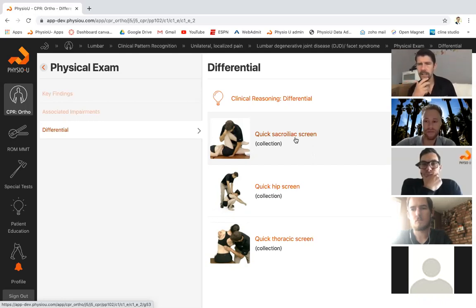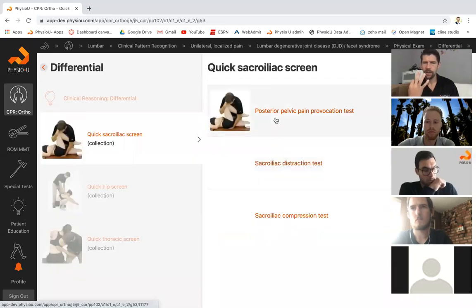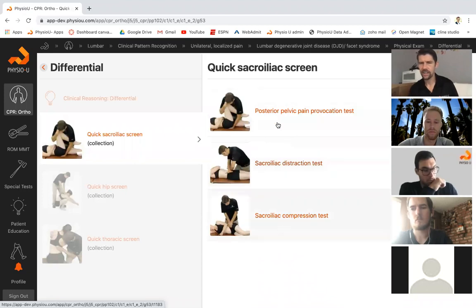Yeah, good. So the initial 5 were the posterior pelvic thigh thrust, compression, distractions, sacral spring, which is a prone, and then Gaenslen's. Those are the original 5. But really what he's narrowed it down to is these 3 important ones: posterior pelvic provocation test, sacroiliac distraction, and compression. If those 3 are negative, then chances of them having SIJ related pain are very, very low. If those 3 are positive, chances of them having SIJ related pain are very high, right?